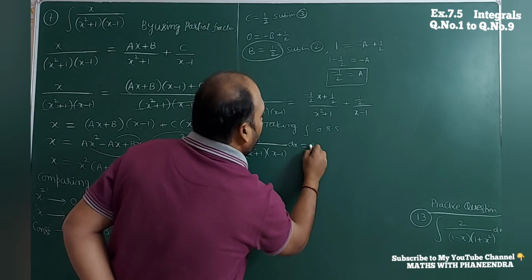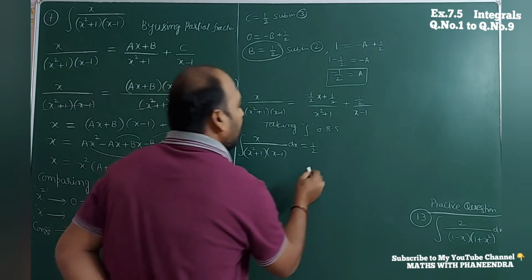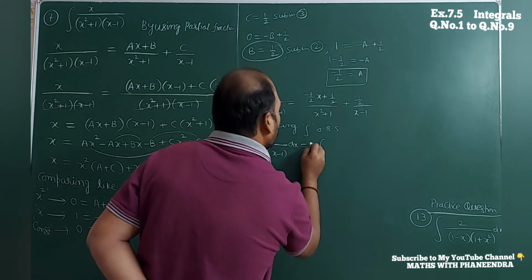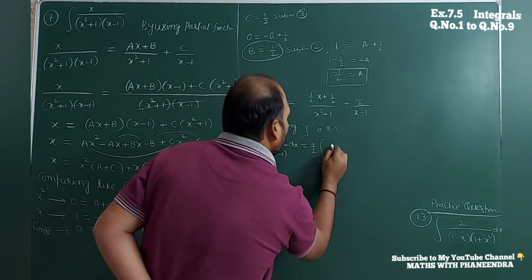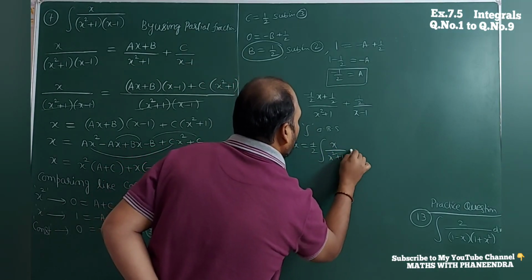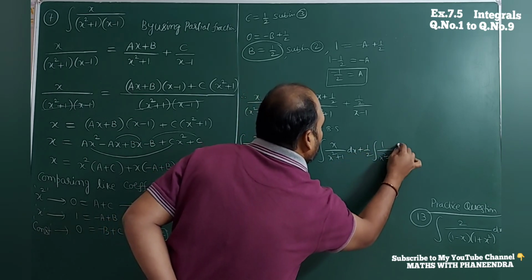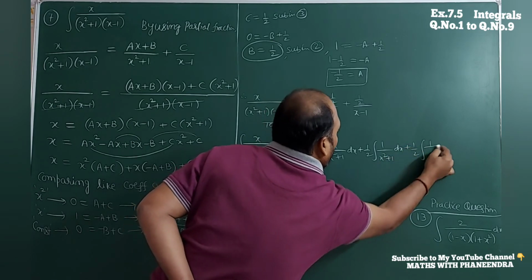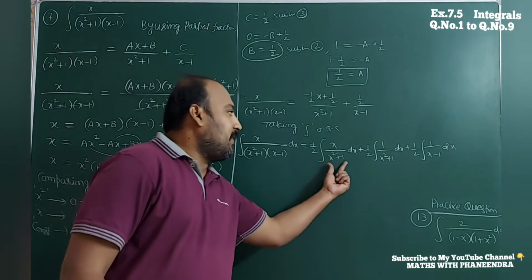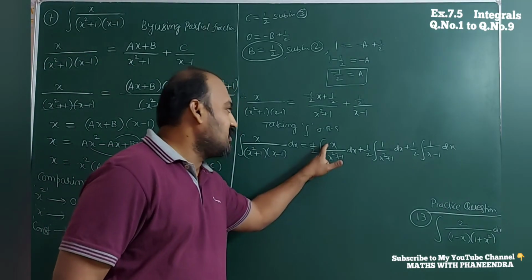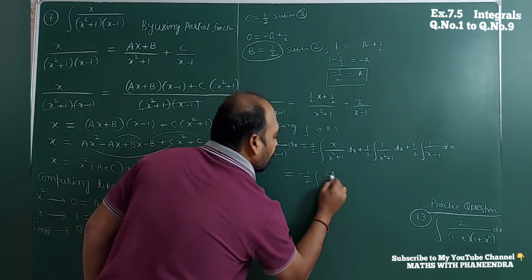Here 1 by 2, take out common. Minus also, split into terms: minus 1 by 2 integral x by x square plus 1 dx, plus 1 by 2 integral 1 by x square plus 1 dx, plus 1 by 2 integral 1 by x minus 1 dx. X square plus 1 derivative is 2x, but 2x is not there. So multiplying and dividing by 2 to get f dash of x by f of x form.